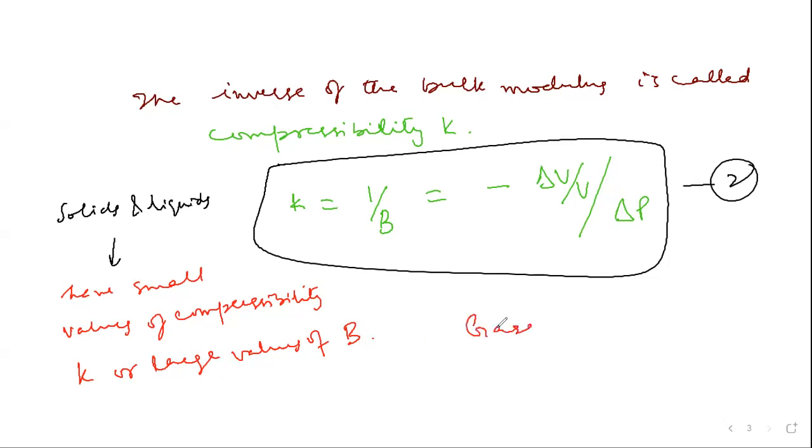Gases, on the other hand, are easily compressed. Their values of B and K depend strongly on pressure and temperature, right? So for gases, K will be large and B will be small, the reverse of solids and liquids, because they are easy to compress. This was one topic of today's lecture.